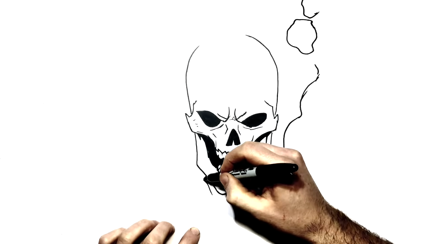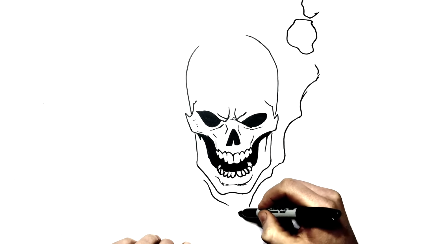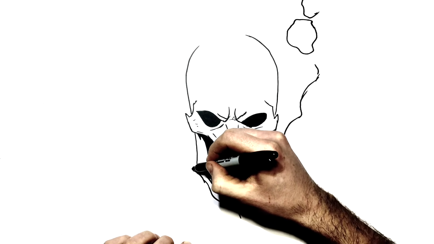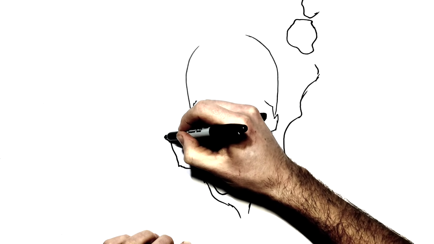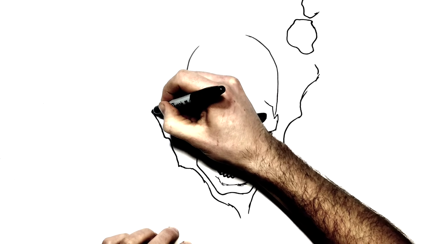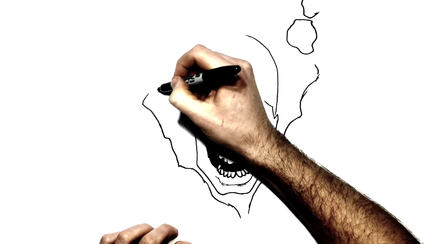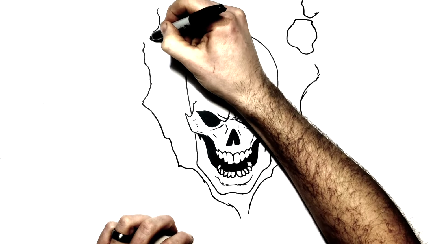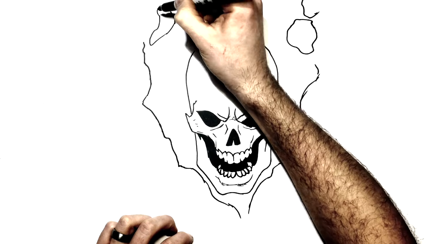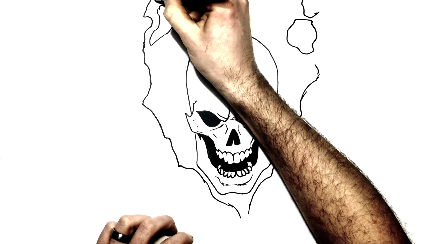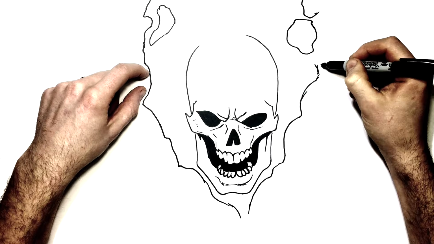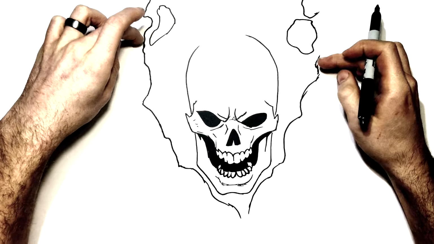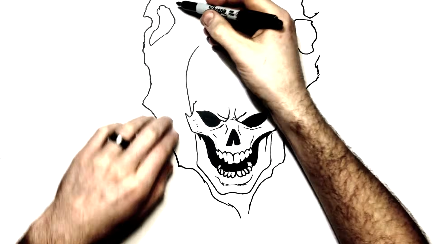So another one just here, coming down, and these meet underneath his chin just there. So these wavy, spiky fire sections all the way around his head. And again, there's some parts where you can see through. So all around here is black. So I'll just start doing that now.